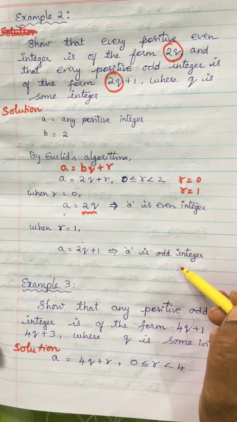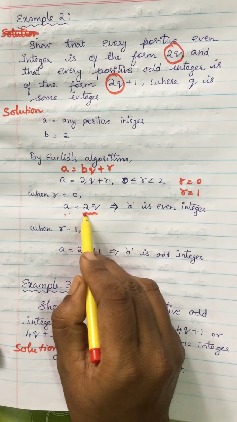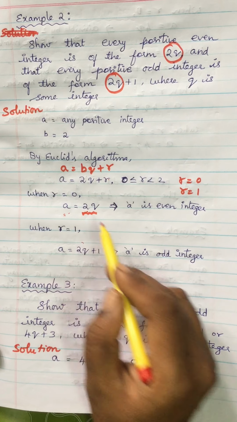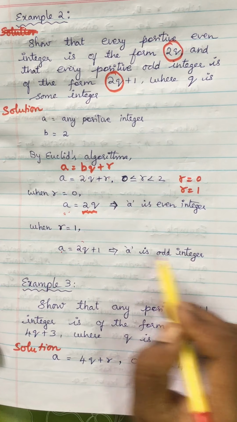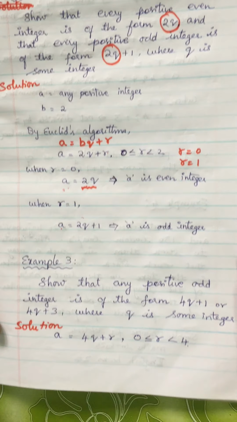So you have arrived at the answers with respect to the question. A is an even integer, and it can be represented in the form 2q. Here a is an odd integer, and you can represent that in the form 2q plus 1, right?